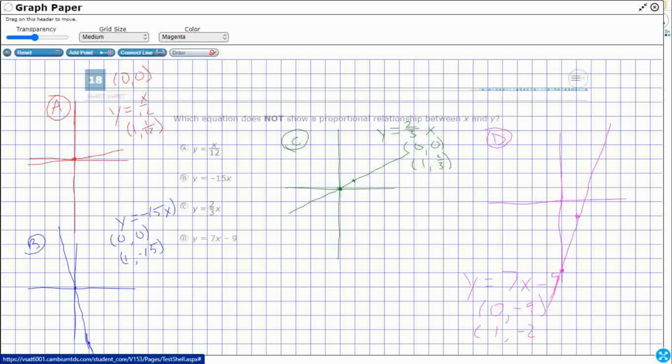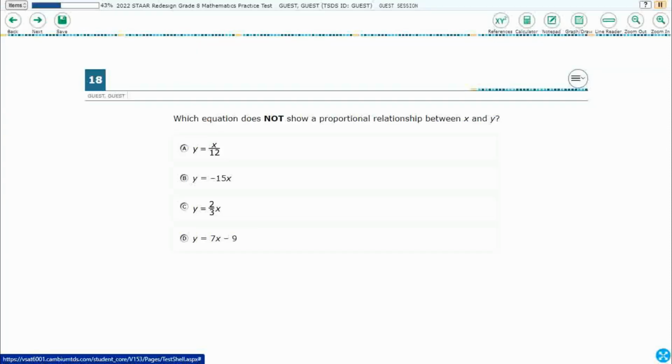And visually now, you can see the difference. The difference here is A, B, and C all go through the origin. That means they are proportional. D does not go through the origin, so it is not proportional because it's got a y-intercept. It's in slope-intercept form, y equals mx plus b. When you get something that looks like this, this is going to be not proportional. When you get something that looks like y equals kx, the direct variation, like A, B, and C, those are proportional. So my answer here is D.